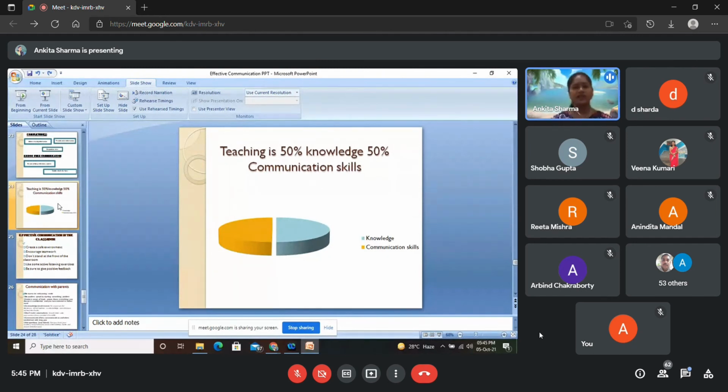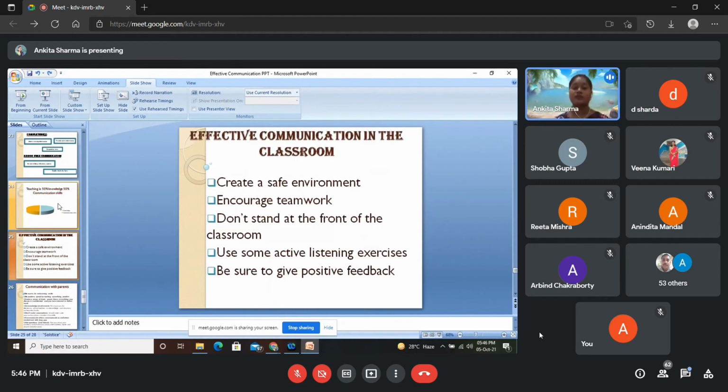We have, I think, n number of jobs as a teacher. We have to give the right feedback to children. We have to impart knowledge. We have to instruct the students. A lot of responsibilities we have as a teacher. So why is effective communication required for teaching and learning? We will come to know from this slide.